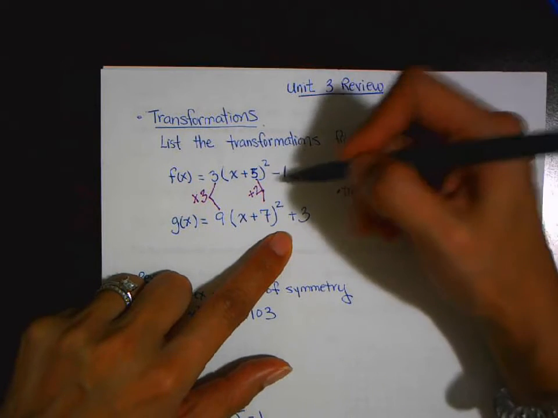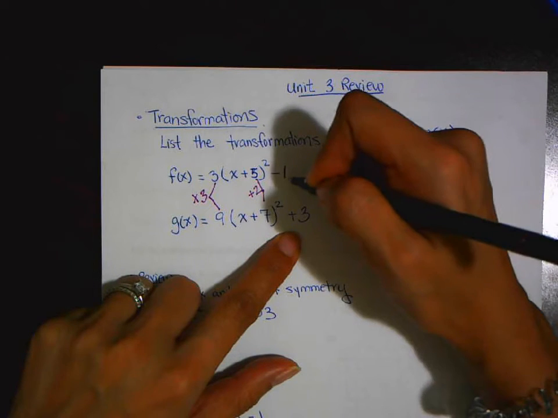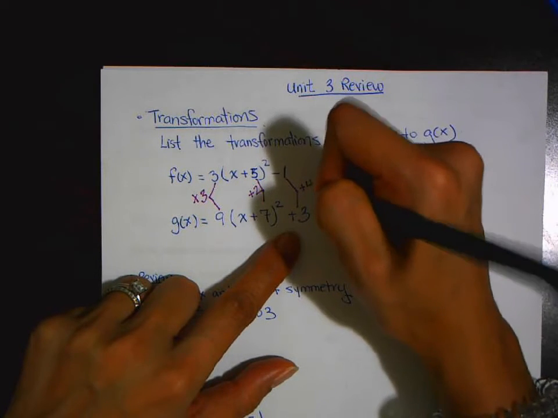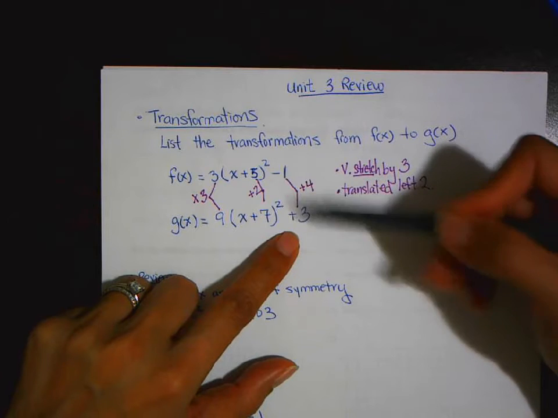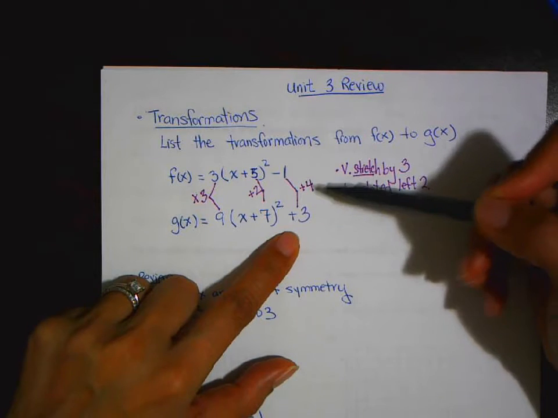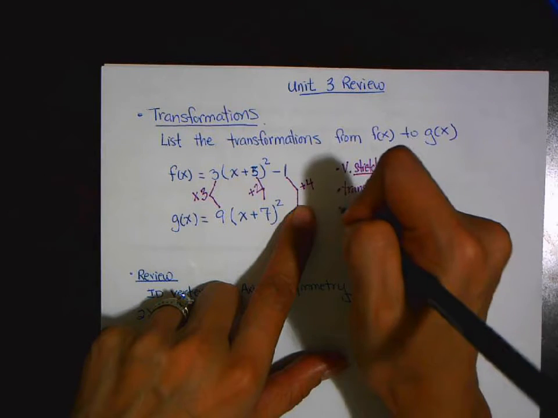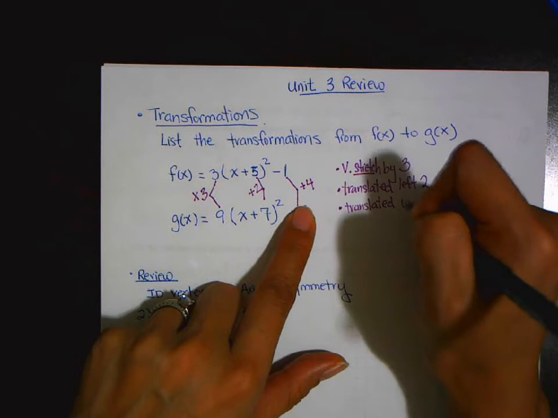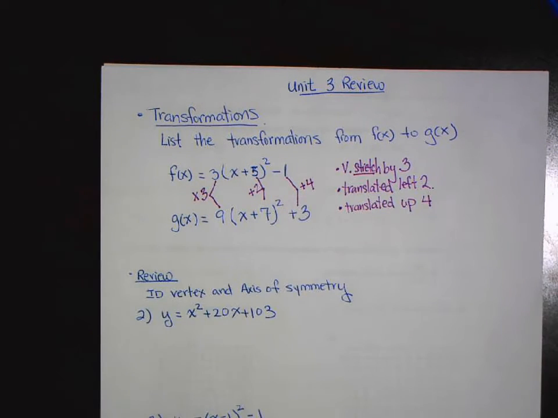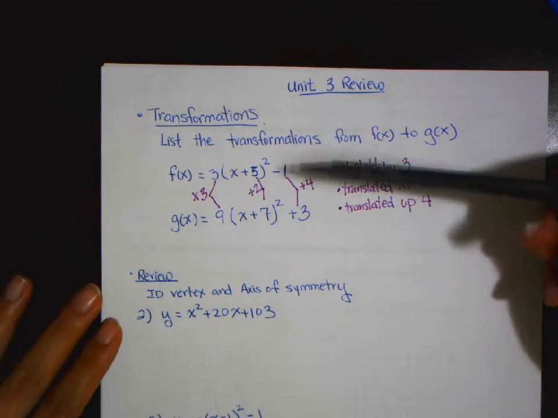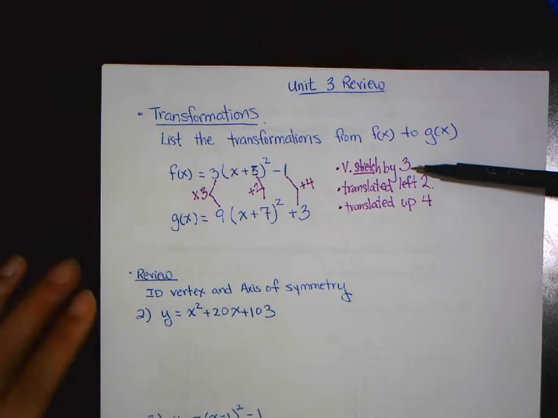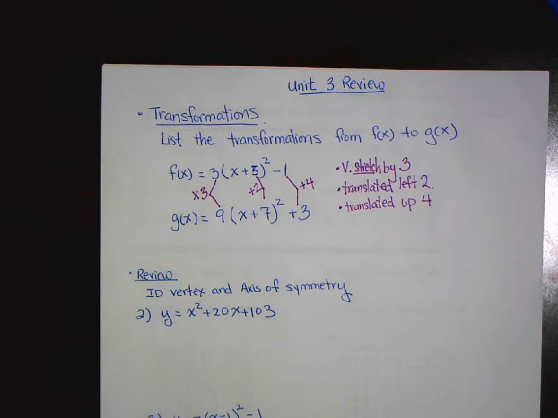And last but not least, a number on the outside. I have a minus 1. To go from a minus 1 to a plus 3, I have to add 4 units. Because this is outside, I know I'm moving either up or down. Since it follows the rule, plus 4 tells me that I am translating it up 4 units. So if I have to list the transformations from f of x to g of x, I'm going to be looking at a vertical stretch by 3, translated left 2, and translated up 4. So that's an example of transformations.